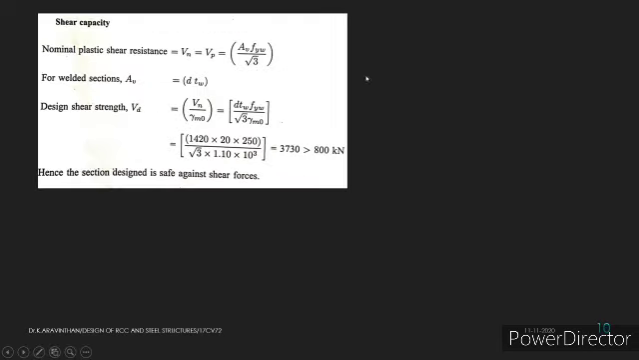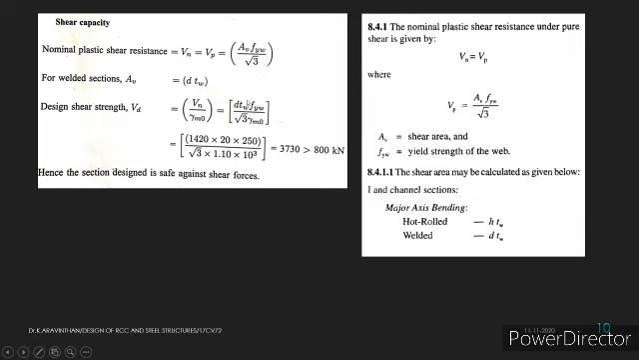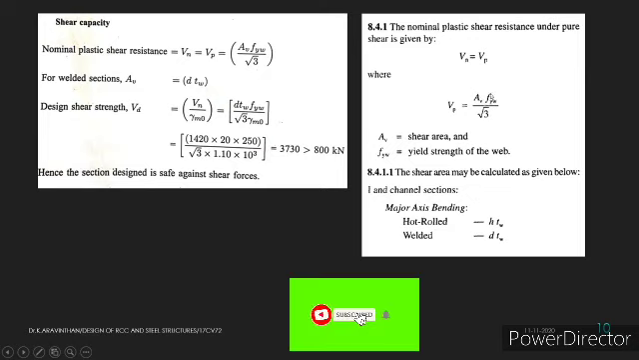Now we are checking the shear carrying capacity of the section which we have arrived at. For checking the shear capacity of the section, the code gives a suggestion. In 8.4.1, the nominal plastic shear resistance under pure shear is given here. Vn is the nominal shear, and the formula will be the shear area times the yield strength of the section, particularly the web section, divided by root 3.